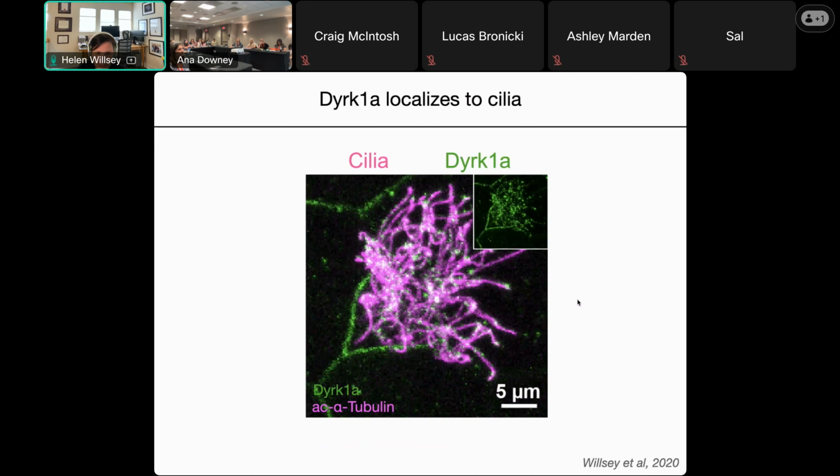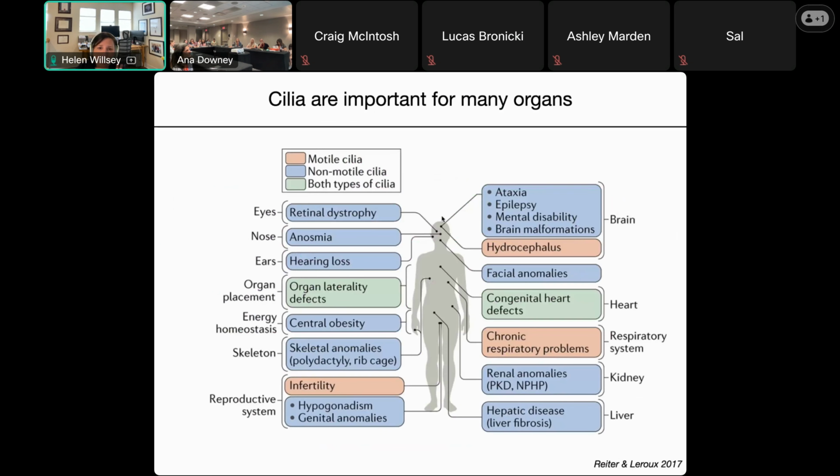And this is really interesting to us because cilia are really important for a wide variety of roles during development. And if you have defects in cilia, it can lead to a wide range of multiple organ issues in a person, including some of the features that have been noted for DYRK1A haploinsufficiency. So certainly things like microcephaly, heart defects, kidney problems, respiratory problems, and on and on.